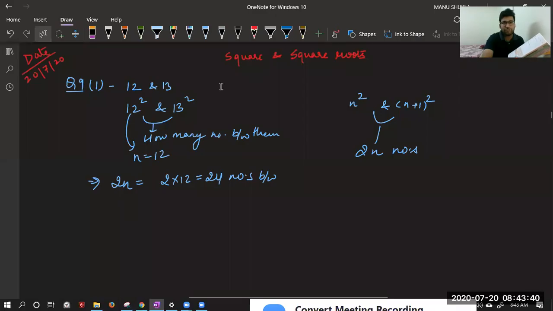Yuvraj saying 25. No, Yuvraj, don't subtract. Only multiply with 2 the first term. That is 12. Answer is 24. Okay. Now, let me rub this so that we can start with the topic.